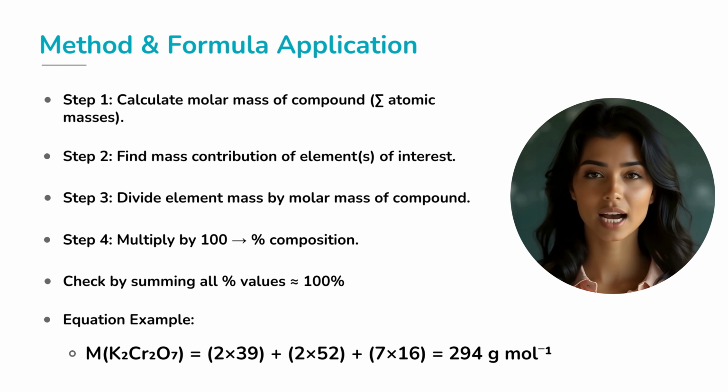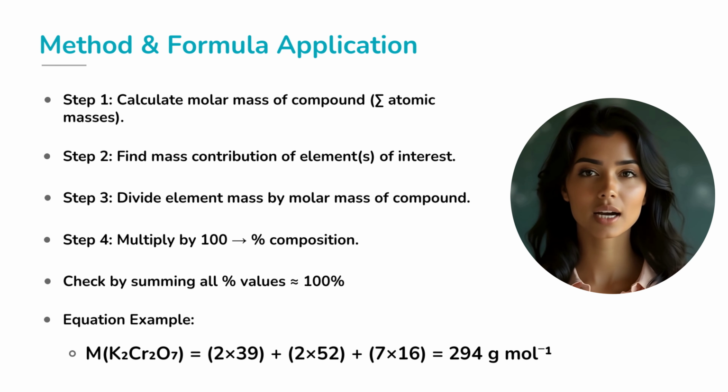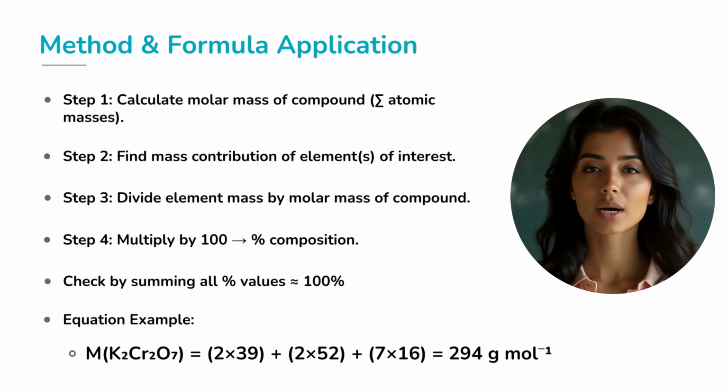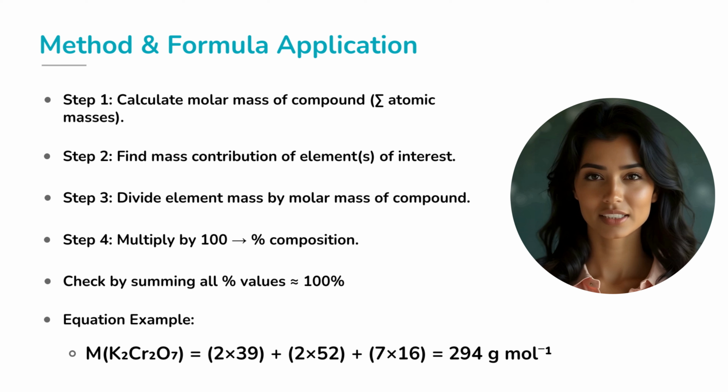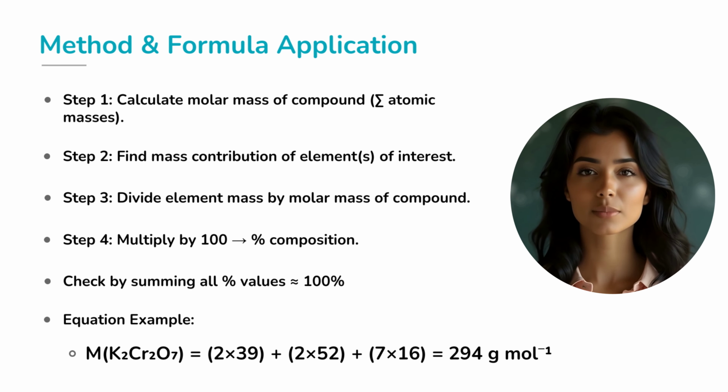Now, how do we actually apply this? Step 1. Calculate the molar mass of the compound by summing up the atomic masses of all atoms. Step 2. Pick the element you're interested in and figure out its total mass in the formula. Step 3. Divide the element's mass by the molar mass of the whole compound. Step 4. Multiply by 100. Voila, you have the percentage composition.